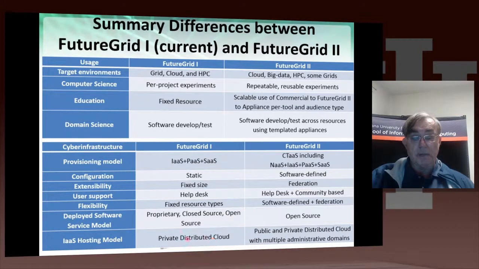And we want to go from the current private distributed cloud that is FutureGrid to a mix of public and private distributed clouds with many administrative domains, which is the federated model, to allow FutureGrid II to have a rich enough set of capabilities.